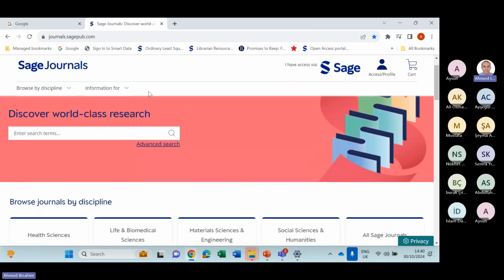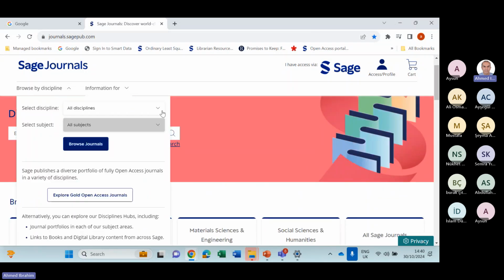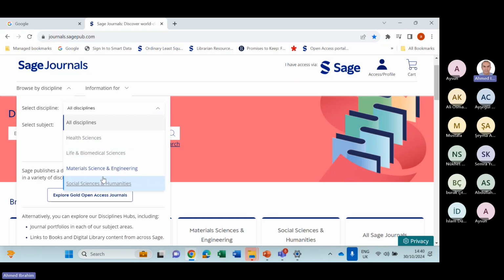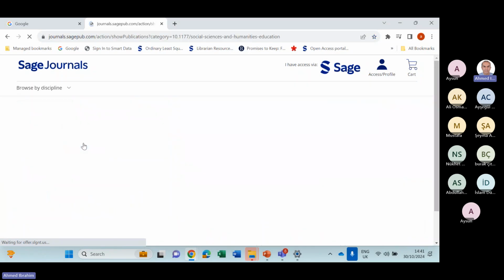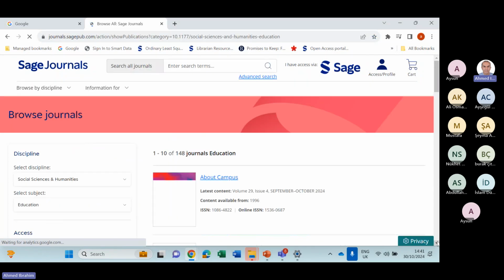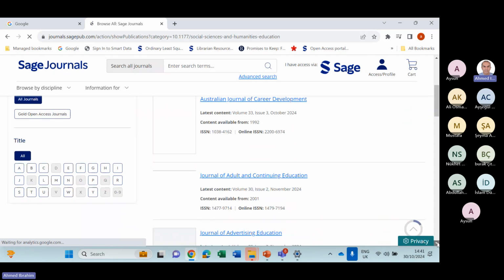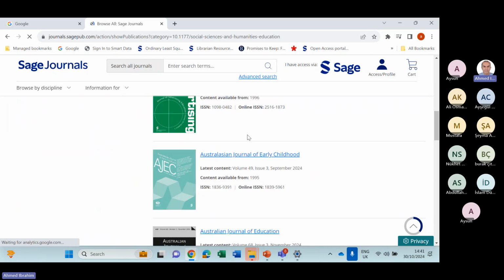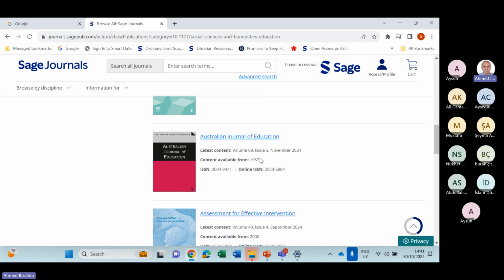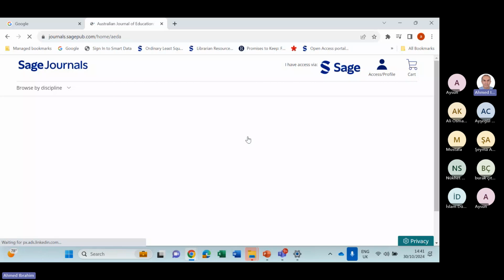Let's go to any journal, like if you select social science and humanities, and you're going for education. Let's browse journals and go to one journal and see how to use the article, how to download the article, how to cite, share, or use this journal. Australasian Journal of Early Childhood, Australasian Journal of Education. This one is from 1957. So I will click on this journal.